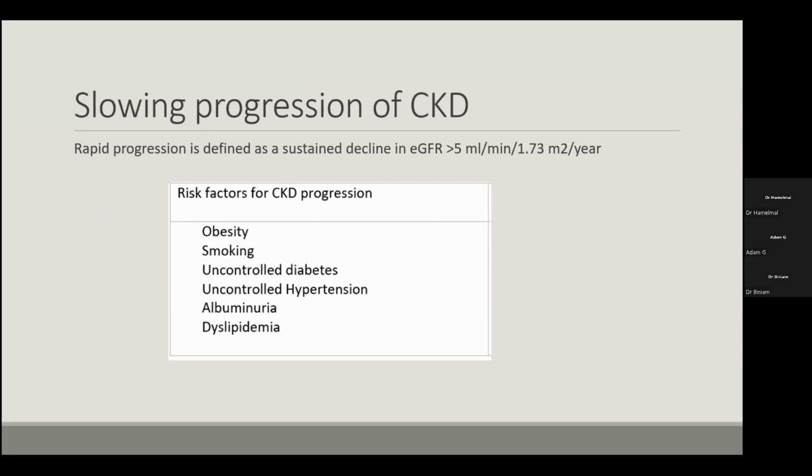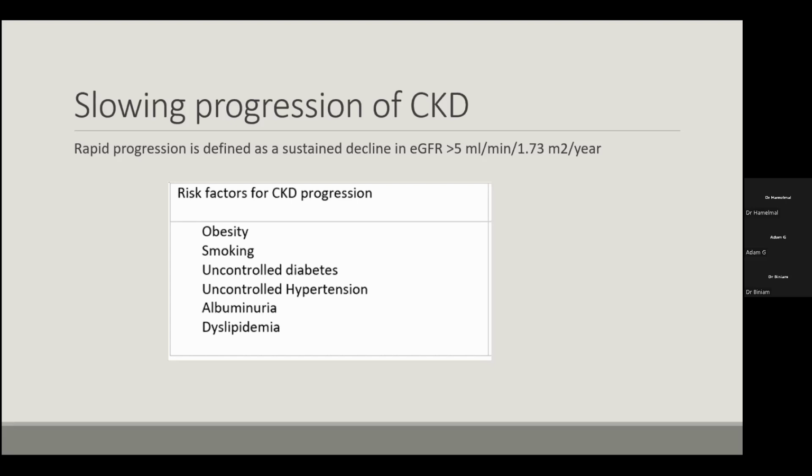So rapid progression is defined as a sustained decline in estimated GFR of more than 5 ml per minute per year. Such patients have very rapid progression, and we should look for other causes or precipitating causes in such patients. So we have to slow progression of CKD. We have to limit as much as possible the GFR decline in patients with CKD.